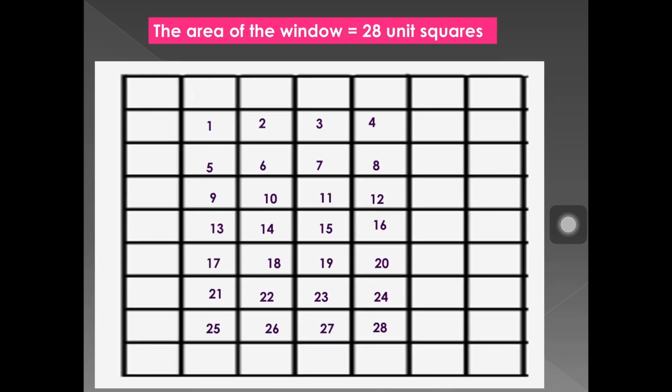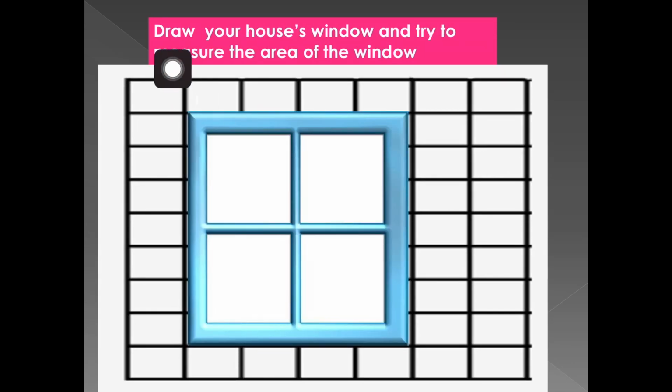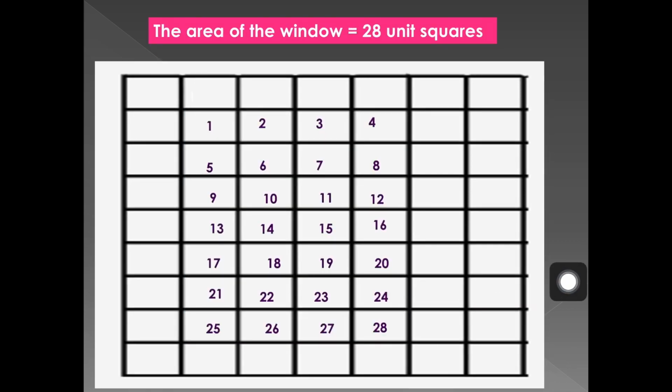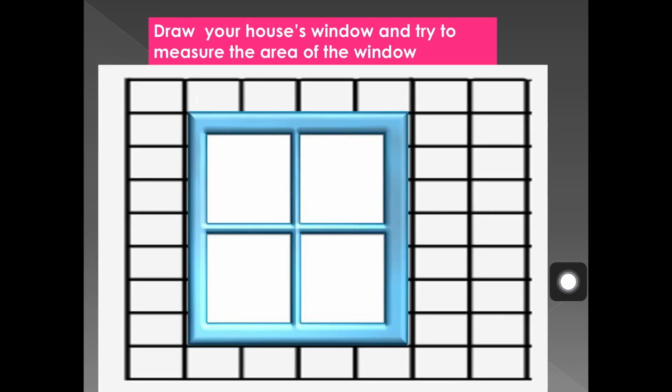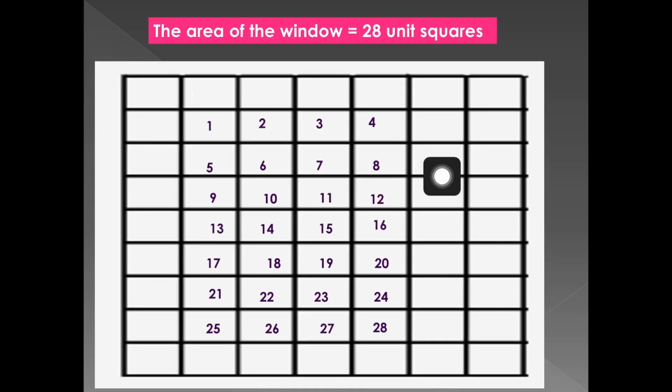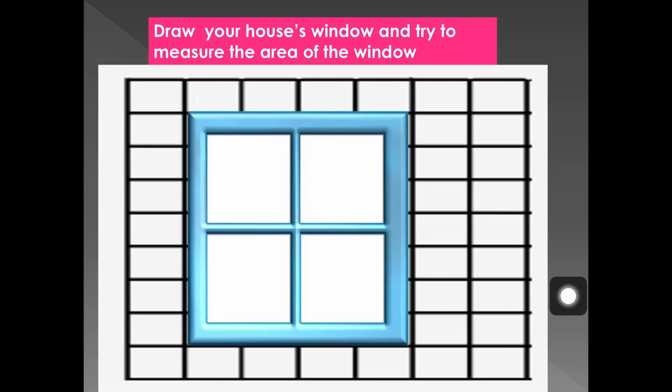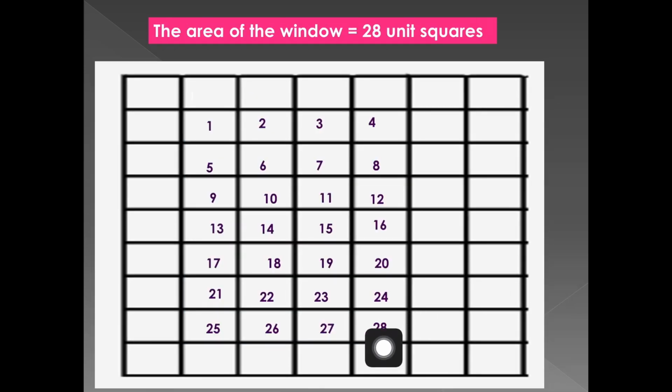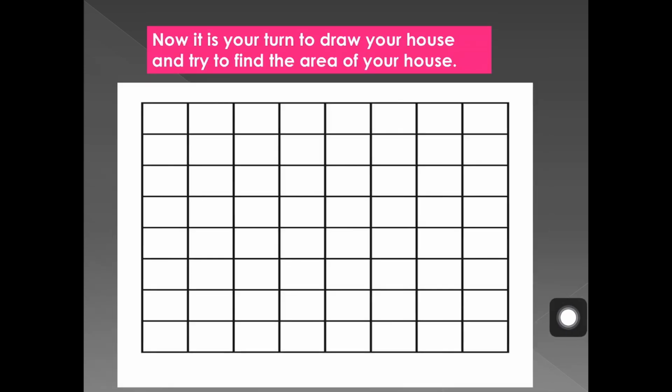So what you're going to want to do is draw your house's window and try to measure the area of the window. You're going to draw it and then split it up using squares. So this window over here covered a bunch of squares, and if I count them up, they reach 28 unit squares, and that's the area. My window covers up 28 unit squares.